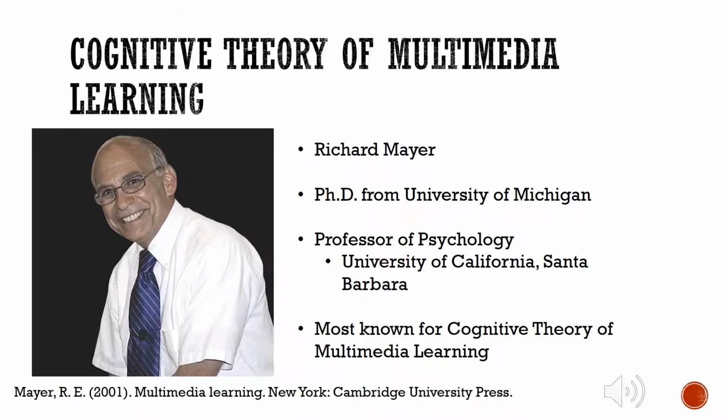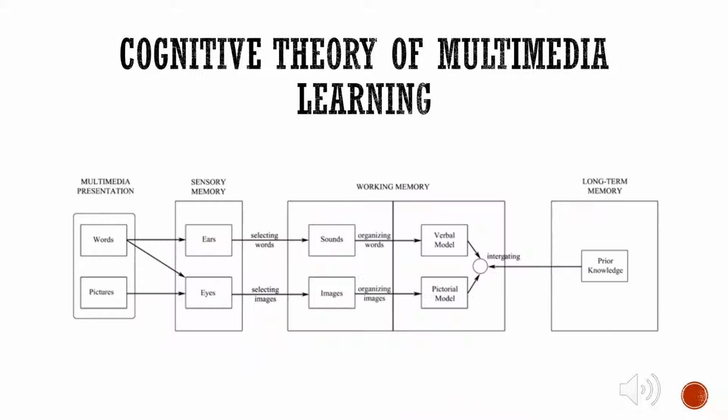Finally, we're to the entire reason that we're even here, and that is to learn about the cognitive theory of multimedia learning. The person responsible for writing about this theory is Richard Mayer. He obtained his PhD from the University of Michigan. He is currently a professor of psychology at the University of California, Santa Barbara, and he is most known for this cognitive theory of multimedia learning, and I'm going to teach you all about it.